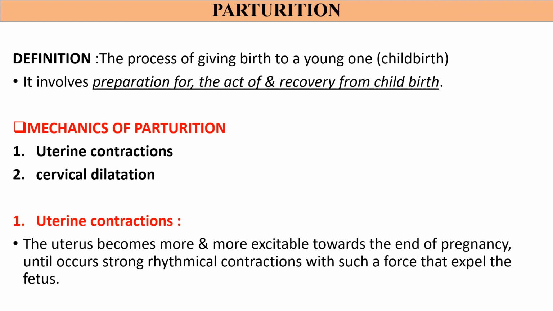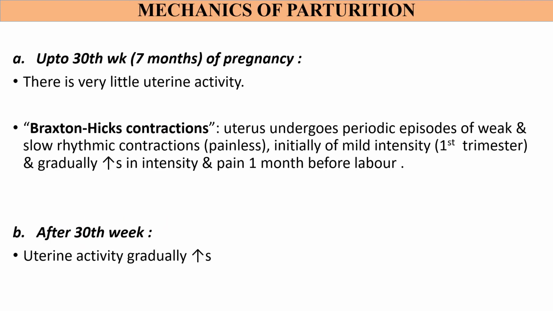The uterus, which remains quiescent during the period of pregnancy, becomes more and more excitable towards the end of the pregnancy until it begins strong rhythmical contractions that expel the fetus. Up to 30th week, the activity of uterus gradually increases. The female experiences Braxton Hicks contractions.